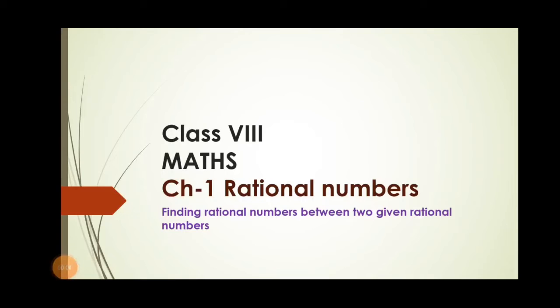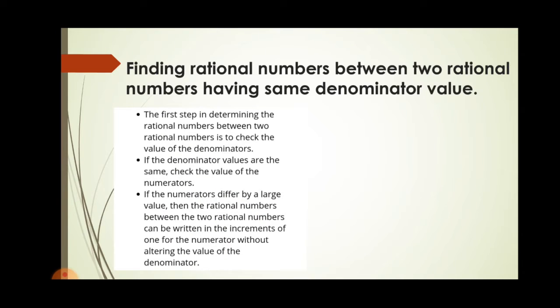Class 8 Maths Chapter 1 Rational Numbers. Topic: Finding rational numbers between two given rational numbers. Finding a rational number between two rational numbers having the same denominator value.